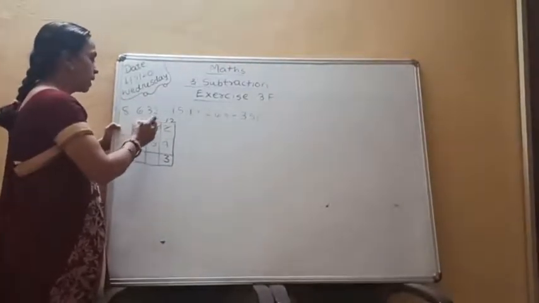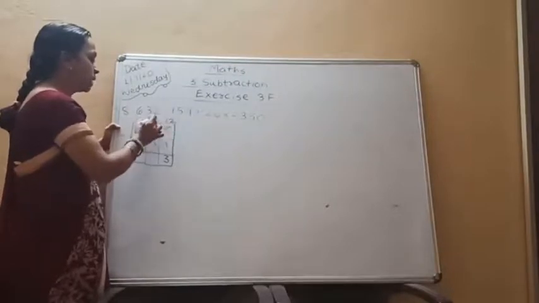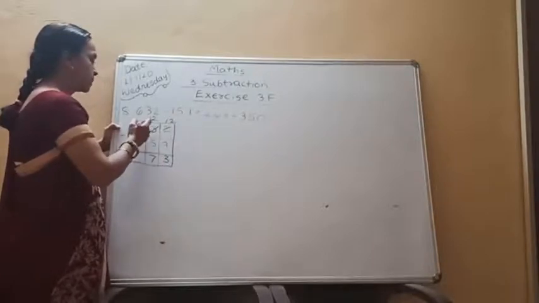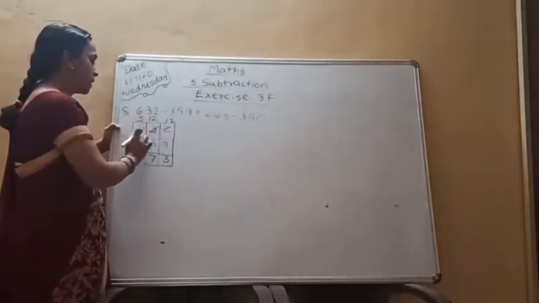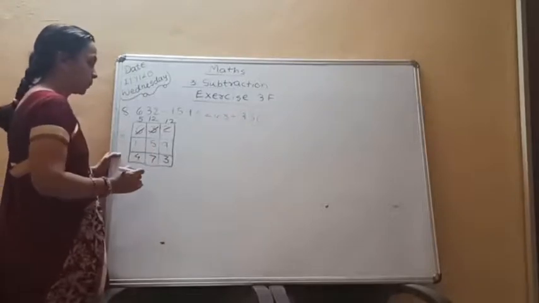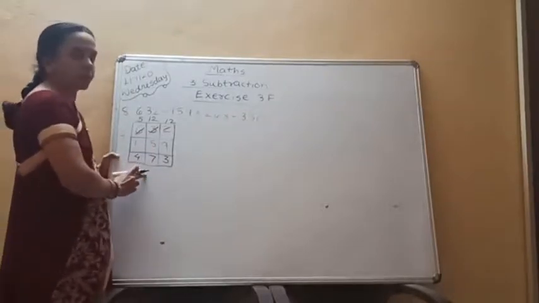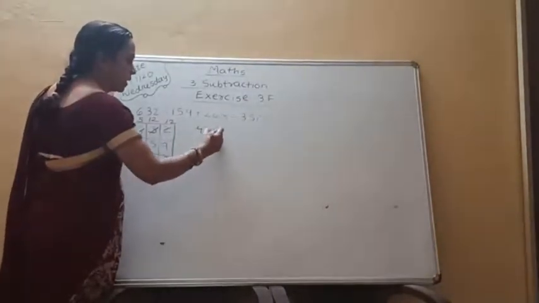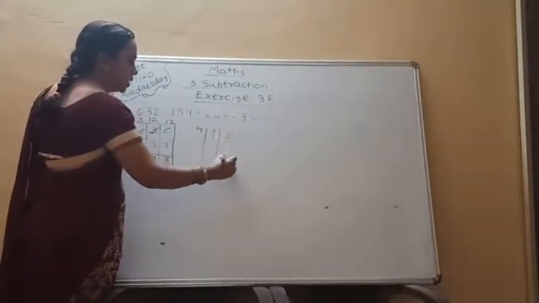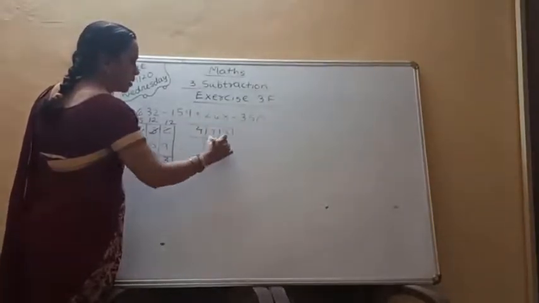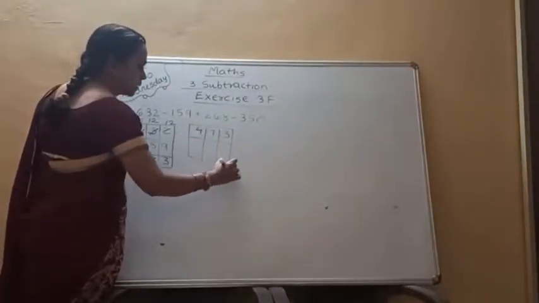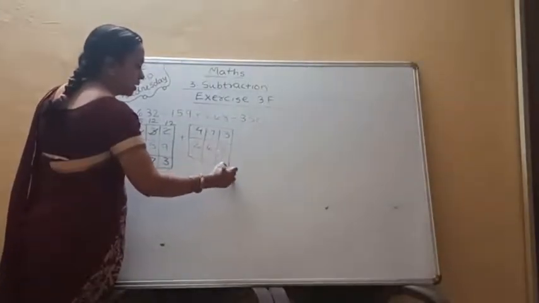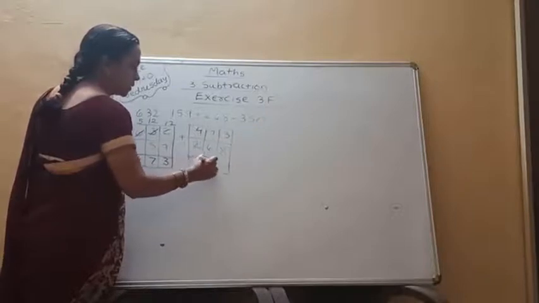So again take 1 from this 6. Write down here 1. It will become 12. 12 minus 5, 7. 6 minus 1, 5. 5 minus 1, 4. 473 is our answer. Then write down 473 plus 268. Now do this addition.